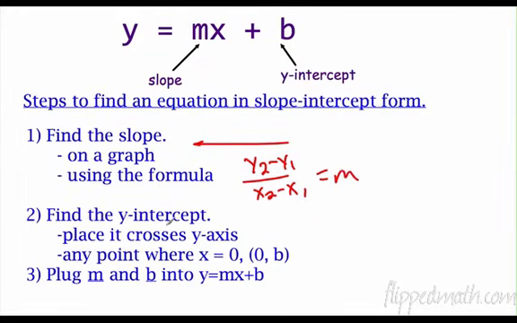Once we find our slope, we're going to have to find the y-intercept. If it's on a graph, that's where we cross the y-axis. If we have points, it's any point where x equals 0, so 0, b. The last one we had was 0, 27.